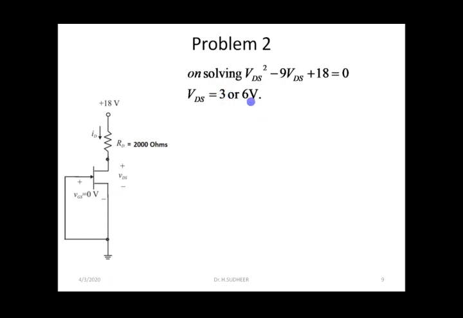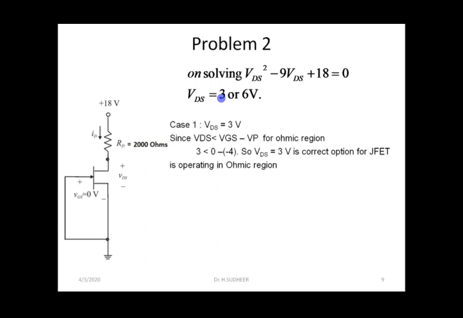We can consider both the voltages. Let us take the first case, VDS is equal to 3. What we have assumed is that the JFET is operating in the ohmic region. The condition for the JFET operating in the ohmic region is VDS should be less than VGS minus VP. Taking 3 on the left hand side, 0 minus of minus 4, so this value is satisfying. So VDS equal to 3 volts is the correct option. Whereas if you take the second option, 6 is not less than 4, so this option is incorrect. This option is correct.